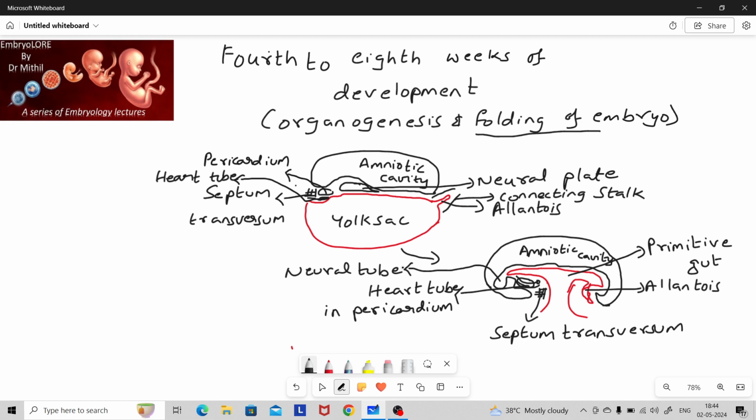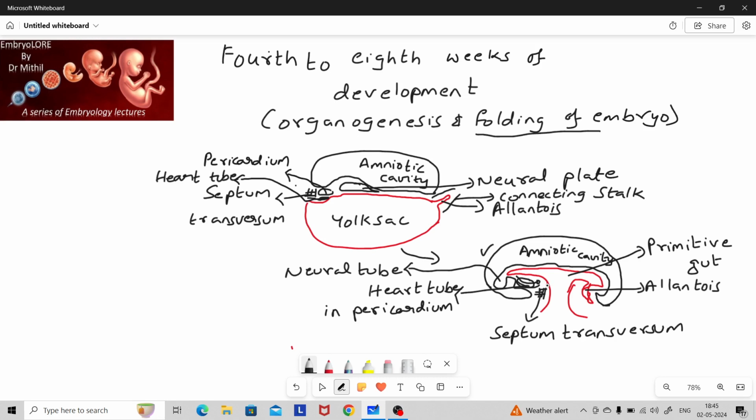Okay, so here this is how the folding of the embryo takes place. Let us just have a brief view once again. The head fold is formed at this end, at the end of the third week, due to the rapid growth of the cranial portion of the neural tube. Due to which the septum transversum, which was lying cranial, now becomes ventral to it.